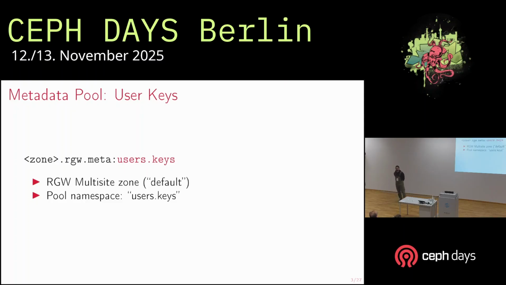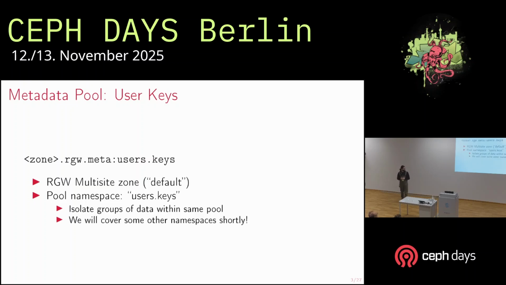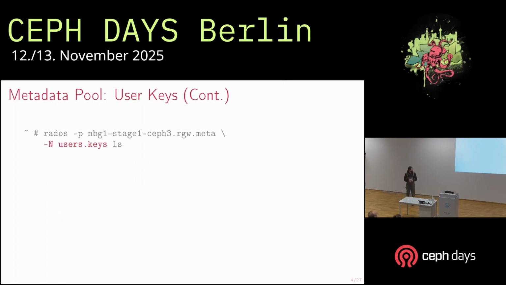Pools in RADOS can have namespaces. And namespaces isolate different objects within the very same pool. And RADOS Gateway makes heavy use of that to isolate different categories of data. We will get to see a couple of other namespaces as well. So here we have this users.key namespace. So let's have a look.